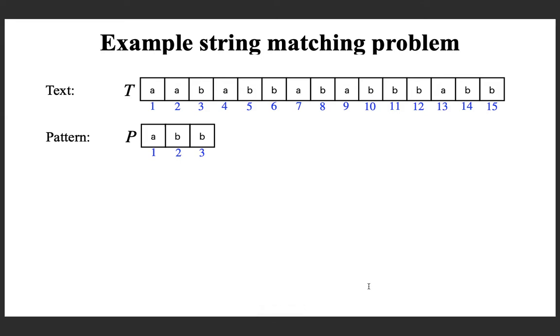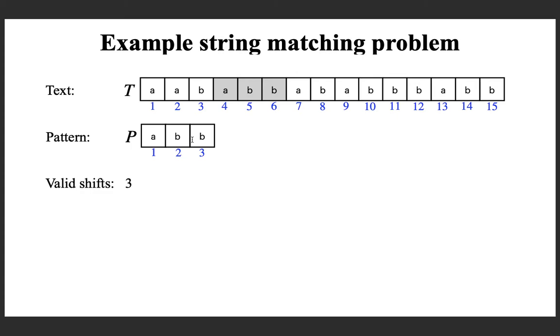Recall the string matching problem. Given a text and a pattern as input, the problem is to find all the occurrences of the pattern in the text. And if you recall, the result is obtained as a set of valid shifts. For example, here 3 is a valid shift because after the index 3 in the text, the next 3 characters are matching with the pattern.